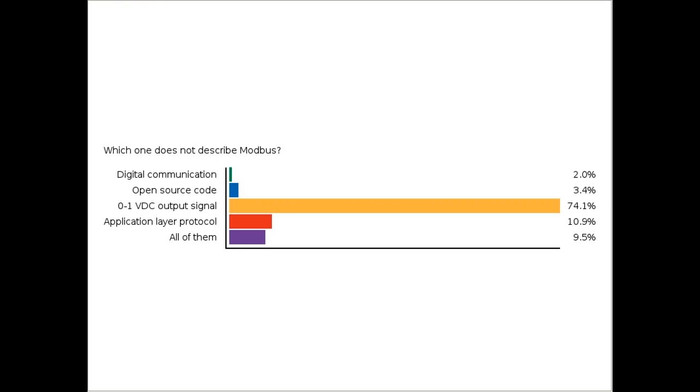And the correct answer is the third one, 0 to 1 volt DC output signal. That is an analog signal, not a Modbus. So it looks like 75% got that one right, Joe. Any follow-up to that one?